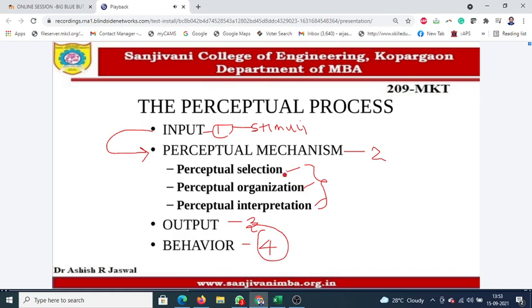If you look at perceptual selection, it refers to a tendency within a person to select one or few out of many stimuli in the environment. But out of many stimuli, only very few stimuli are selected. This selectivity कशाच्या based असते? That selectivity is on the basis of demographic factors, can be socio-cultural factors, and can be psychographic factors.